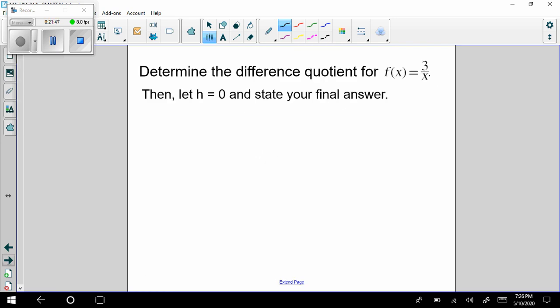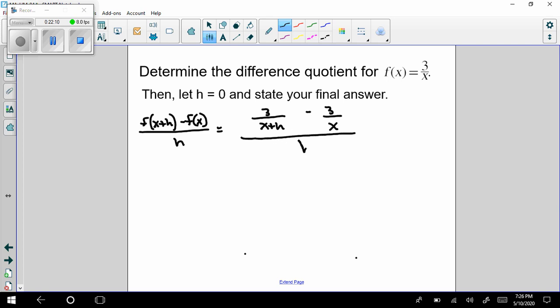All right, so we're going to have 3 over x, and we're going to let h equal 0. So f of x plus h minus f of x, and I'll try not to make any mistakes on this one, all over h. So I'm going to have 3 over x plus h minus 3 over x, all over h.